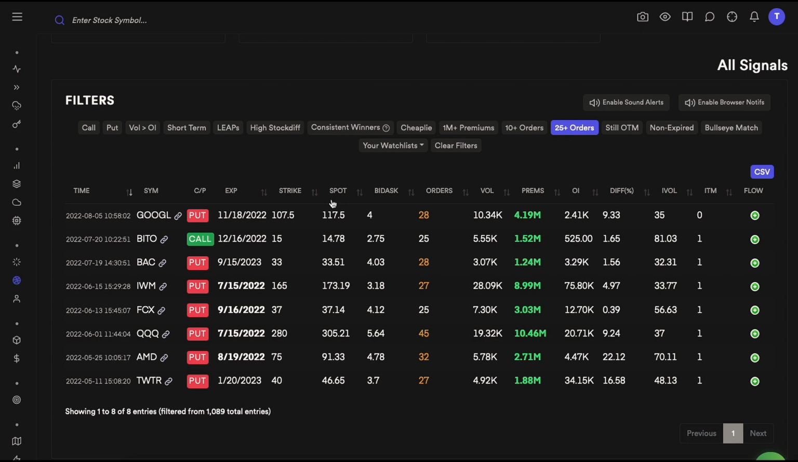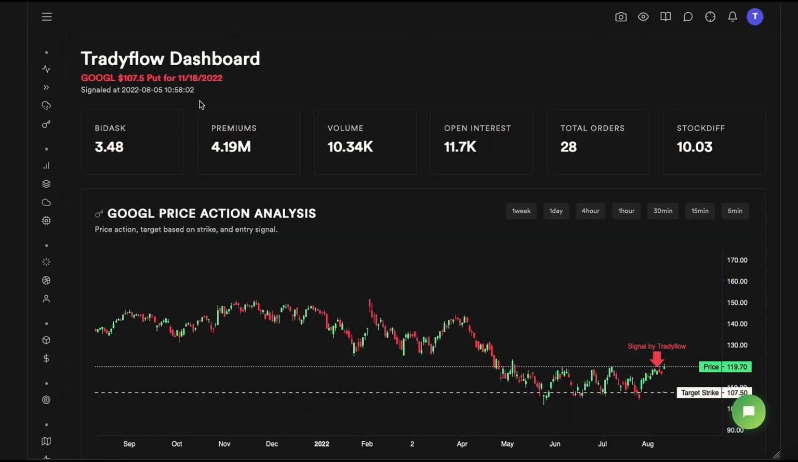So the spot is the stock price. We have the contract price, number of orders, volume, premiums, open interest, difference, which is the difference between the stock price and the strike price, implied volatility. And then if you want to go slightly deeper into these signals, you can just click on this plus button and it will open up this Tradiflow dashboard. And this gives you some details about the signal.